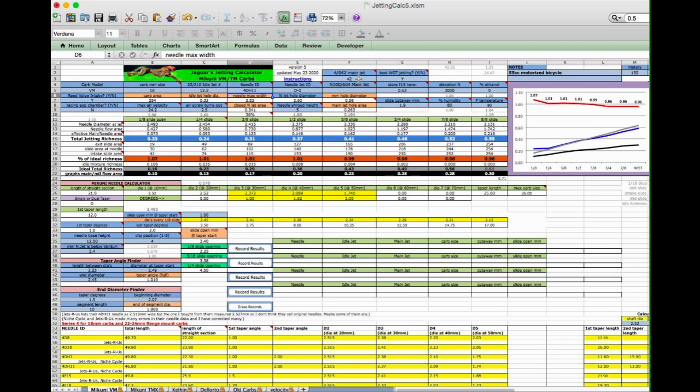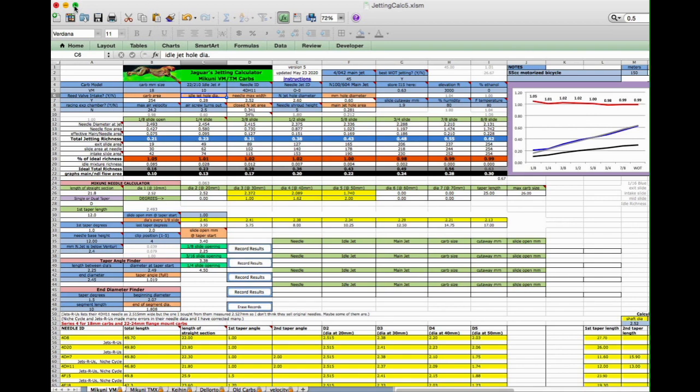And go a little bit higher on the main, and go a little bit leaner on the idle. Once that seal is corrected, I want it to hug that gray graph as much as possible. This is almost 1.0 all the way across. Okay, so that's a good example for the Mikuni VM.